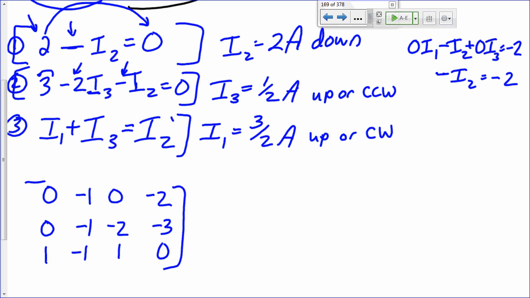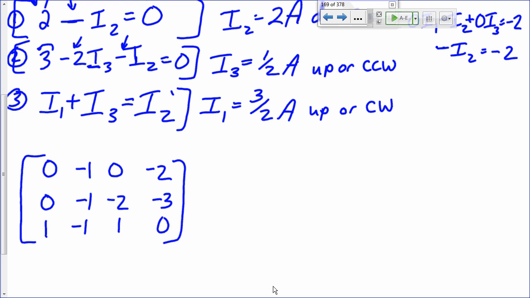So you bring the I2 over and make the constant 0? Right. Because you have to have it in the form of I1, I2, I3 for the matrix form. All right. So now I can do a couple of things. First, I can get rid of this -1 right here by subtracting row 1 from row 2. So I'm going to replace row 2 with row 2 minus row 1.